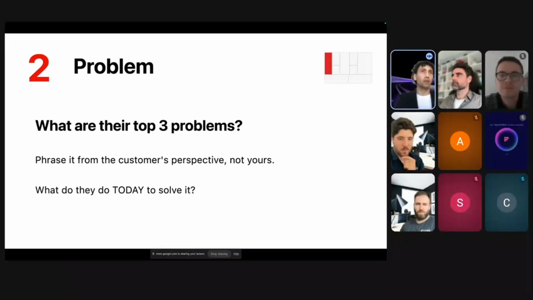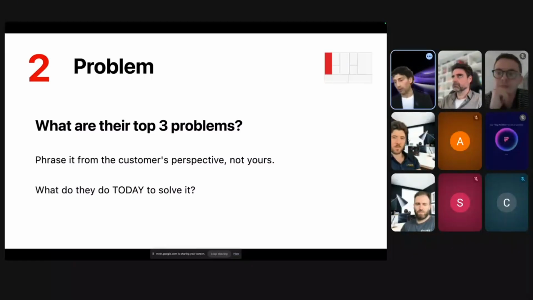Second point, connected to the first one, is the problem. Here we don't want broad problems. We want to be very specific, and ideally you should step into your customer's shoes. Ideally you are also the person who has the pain, or the company who has the pain, because you started this company because you found a problem yourself.